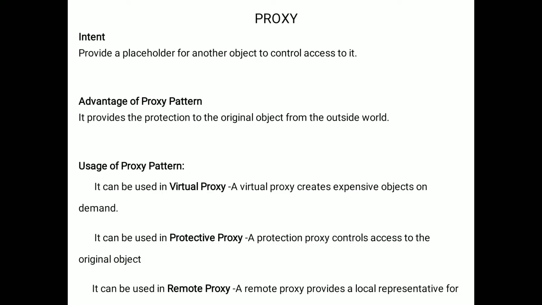Next one is the remote proxy. A remote proxy provides a local representative. A remote proxy can be thought of as the stub in the RPC call. The remote proxy provides a local representation of the object which is present in a different address location. Another example can be providing an interface for remote resources such as web service and REST resources in the server.